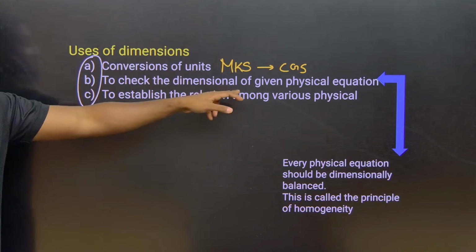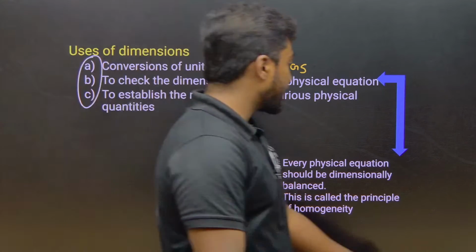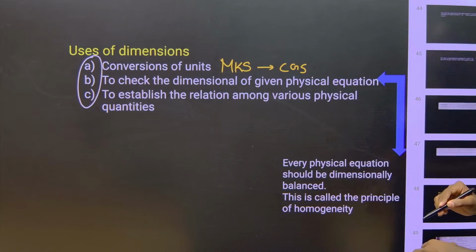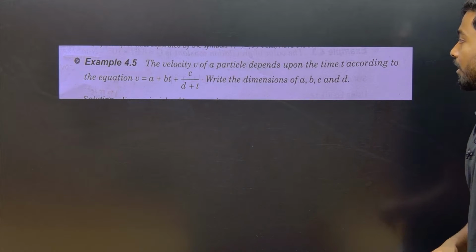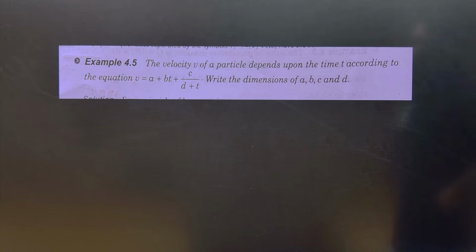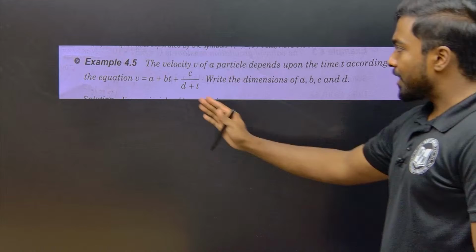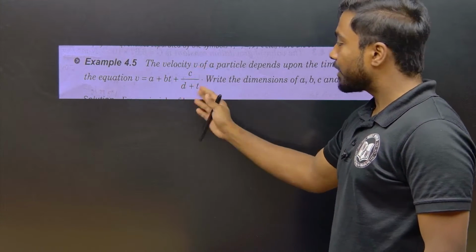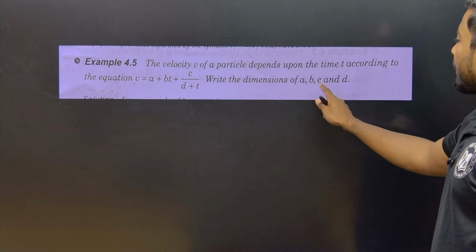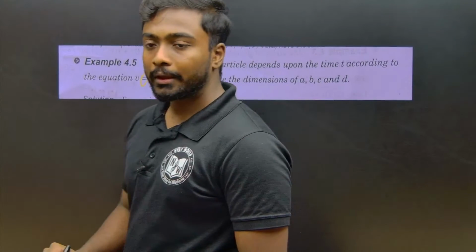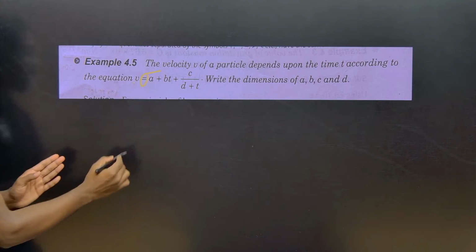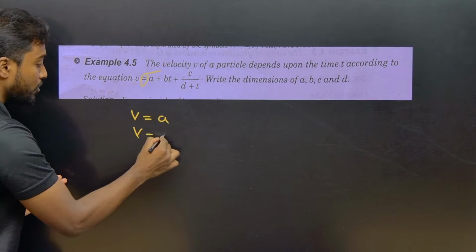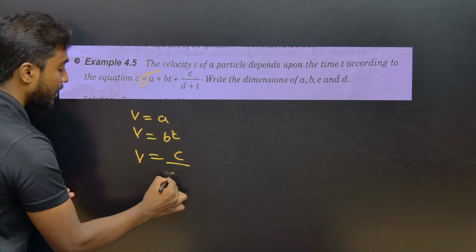The second use is to check the dimensions of given physical equations. We'll see an example for that. The velocity v of a particle depends upon the time t according to the equation v = a + bt + c/(d + t). Write the dimensions of a, b, c, d. What is the meaning of equal? LHS should be equal to RHS, right? So v should be equal to a, v should be equal to bt, v should be equal to c/(d + t).